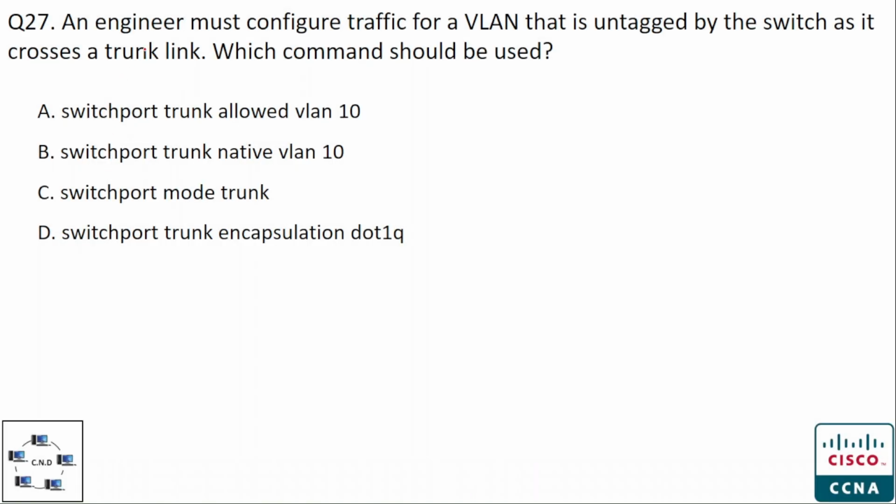Question number 27. An engineer must configure traffic for a VLAN that is untagged by the switch as it crosses a trunk link. Which command should be used? And the options are option A, switchport trunk allowed vlan 10, B, switchport trunk native vlan 10, option C, switchport mode trunk, and option D, switchport trunk encapsulation dot1q. And the correct option is option B, switchport trunk native vlan 10.